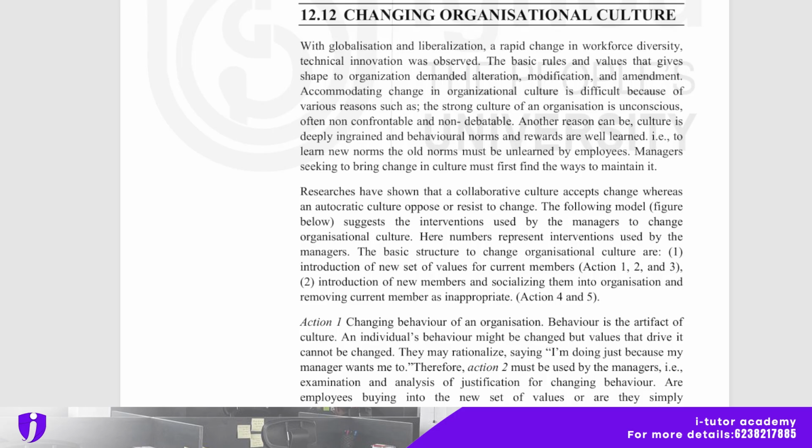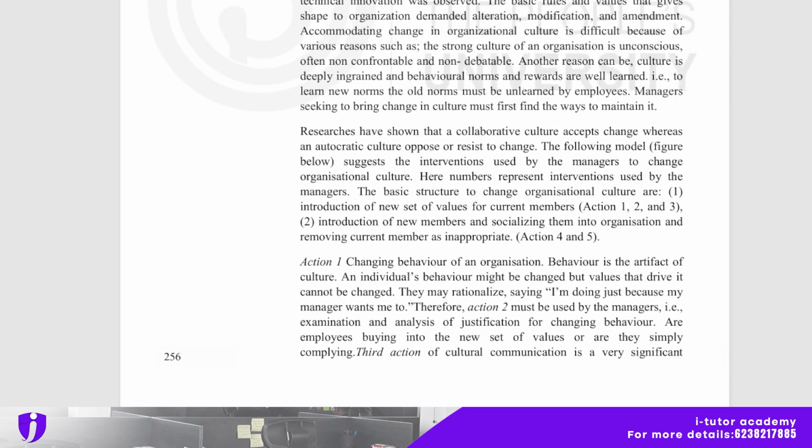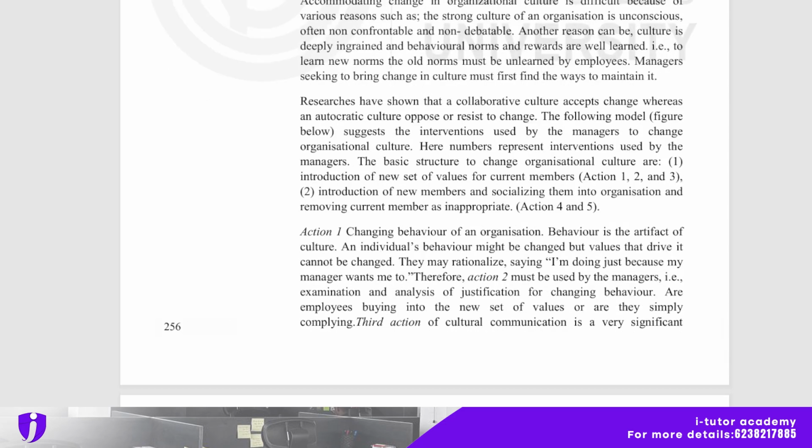Researchers have shown that a collaborative culture accepts change, whereas an autocratic culture resists change. The following model suggests the interventions used by managers to change the organizational culture. Here, numbers represent interventions used by the managers. The first is the introduction of a new set of values to current members, introduction of new members and socializing them into the organization, and removing current members as inappropriate.